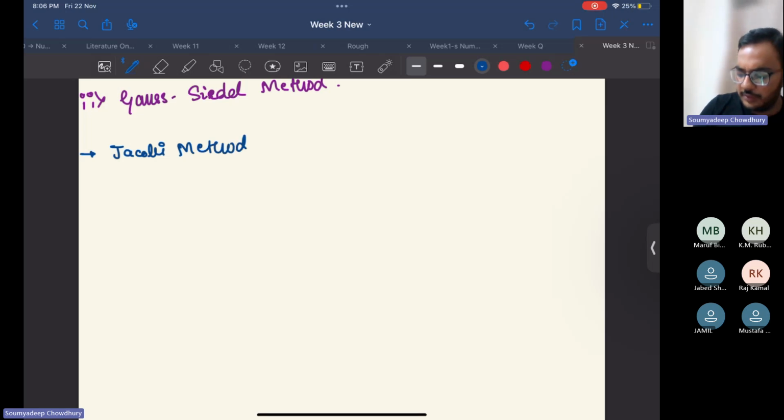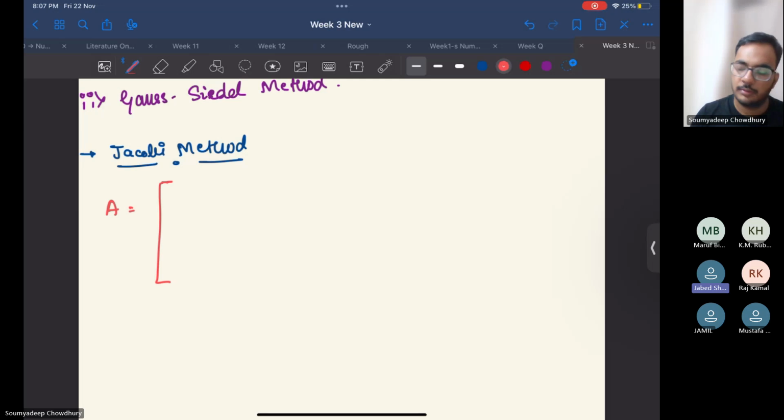Have you used this method anywhere in power systems or power electronics, this Jacobi method and the Gauss-Seidel method? No, sir. Gauss-Seidel method you have not used in load flow analysis, you have studied in power systems? Yes, sir. Gauss-Seidel we have used in load flow, but Jacobi method is unfamiliar to us.